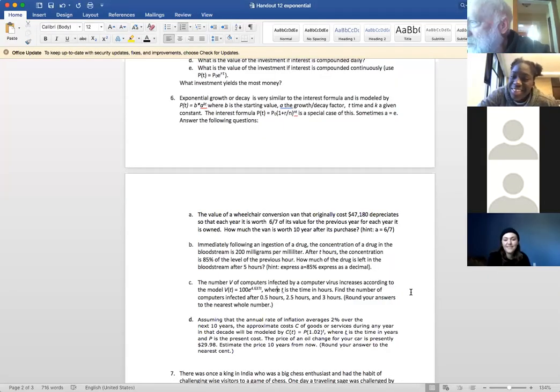I'm going to show you C because there's another typo there. I changed the problem to make it a little more realistic. If you look at C, I say that inflation is 2%, and I had 1.01 there. Those don't match. It should be 1.02. I apologize. No worries. Thank you.